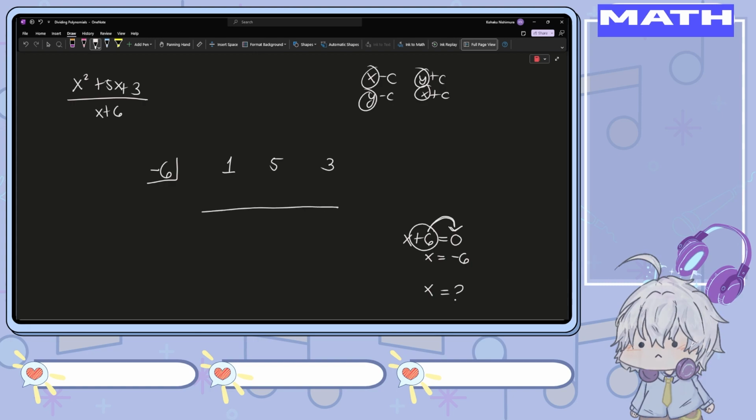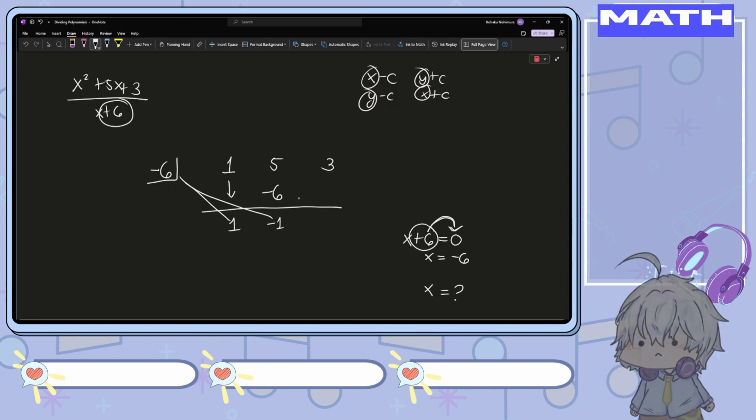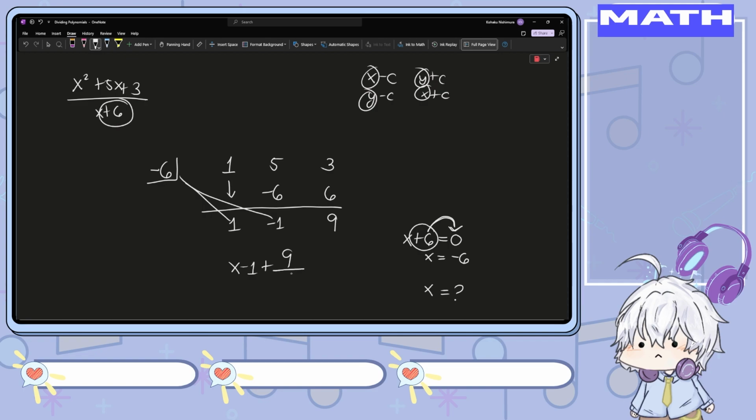Alright, the opposite of c, or in this case, positive 6. So again, we do the method. 1 here, multiply 1 by negative 6. Add here, it's going to be negative 1 times negative 6 is going to be positive 6. The remainder is 9. So if we check that, that is x minus 1 plus 9 over x plus 6.